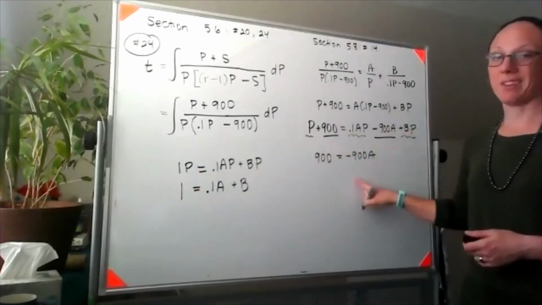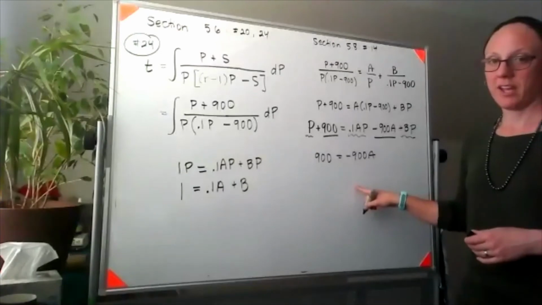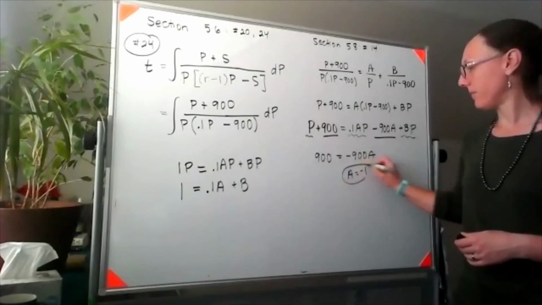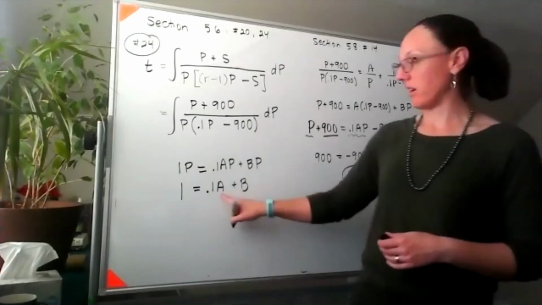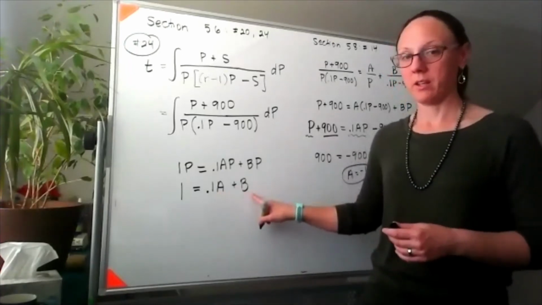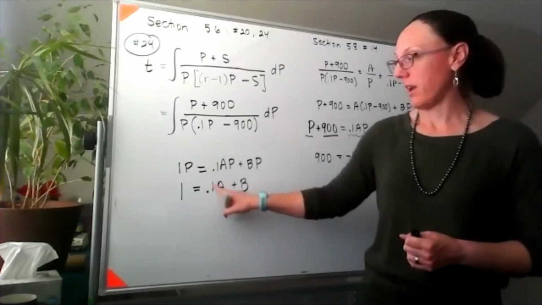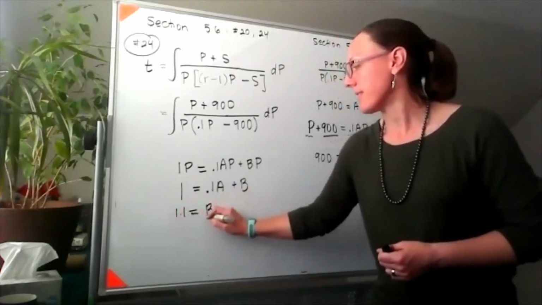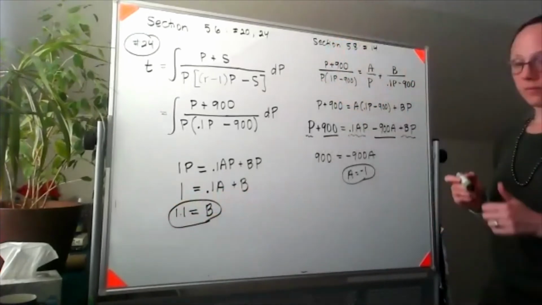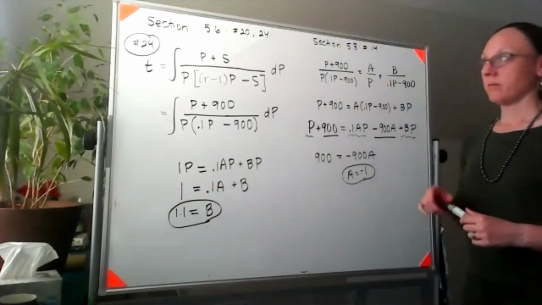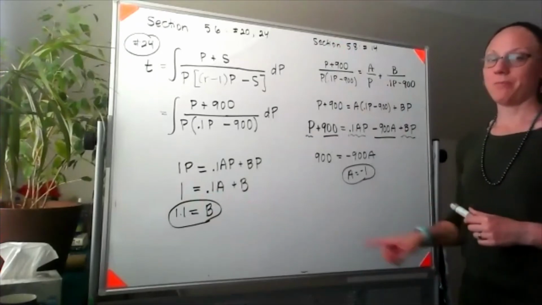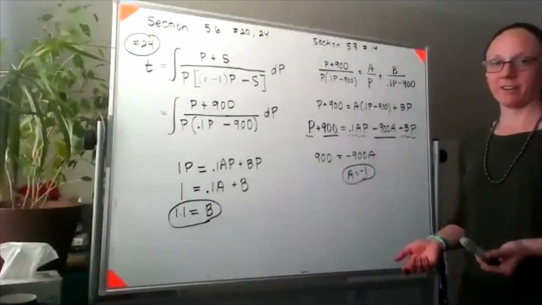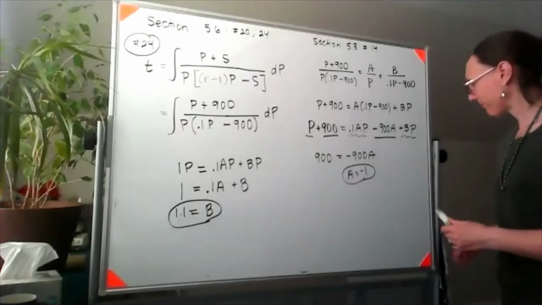We got lucky this time, and this one practically solved itself. I now know that A is -1. And if A is -1, then we should be able to solve for B pretty quickly. If A is -1 and I add that over, then I'll have 1.1 is equal to B. Just like with the previous problem, solving for those constants is kind of just our first step to integrating. Now we actually have to do the integral.